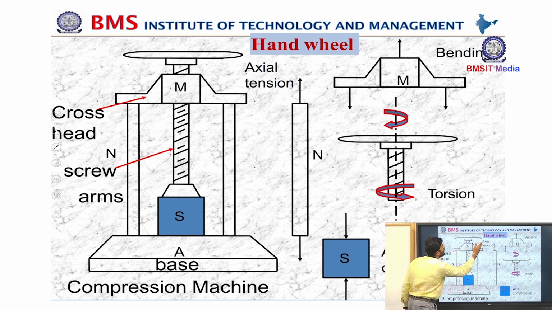I have a handle wheel, and I am trying to apply a load here through this screw arm. And we have a cross head, so over this I am trying to apply a load on this section. So this is my sample, and I am applying a load.